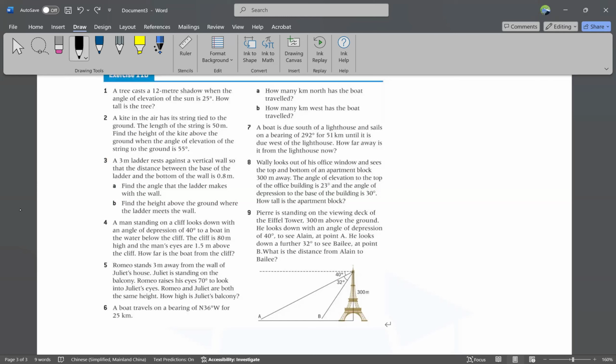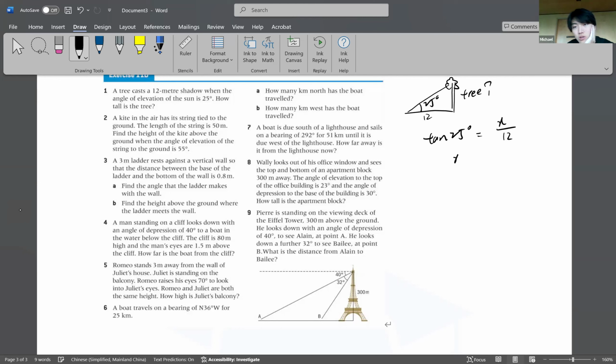So you do 12 times 10, 25 for the first one, don't you? You did 10, 25 equals x over 12. So yes, x equals 12. Yes, that's correct. All right, 2.